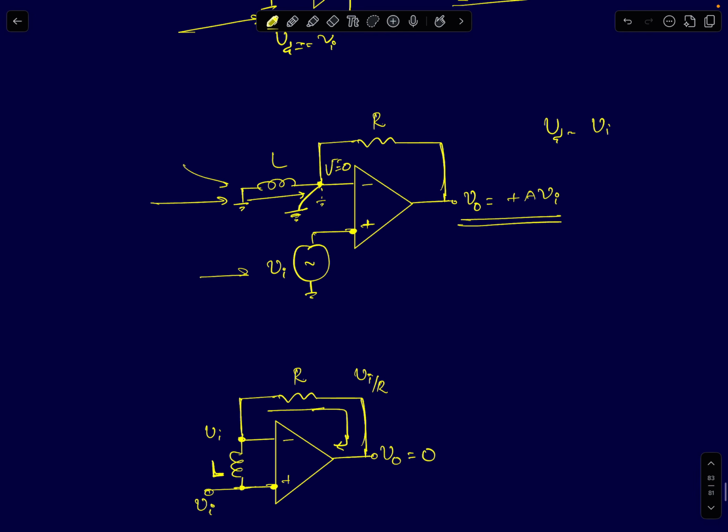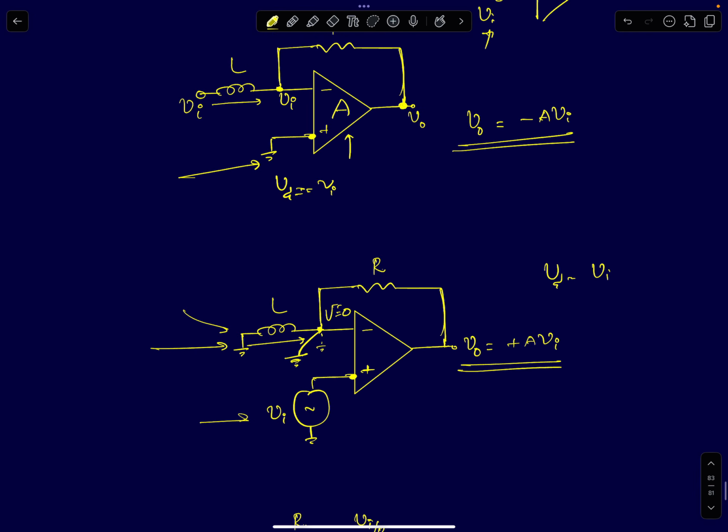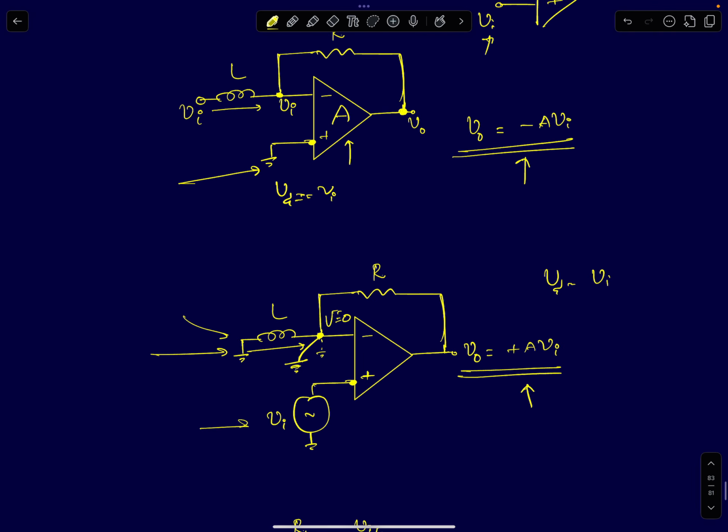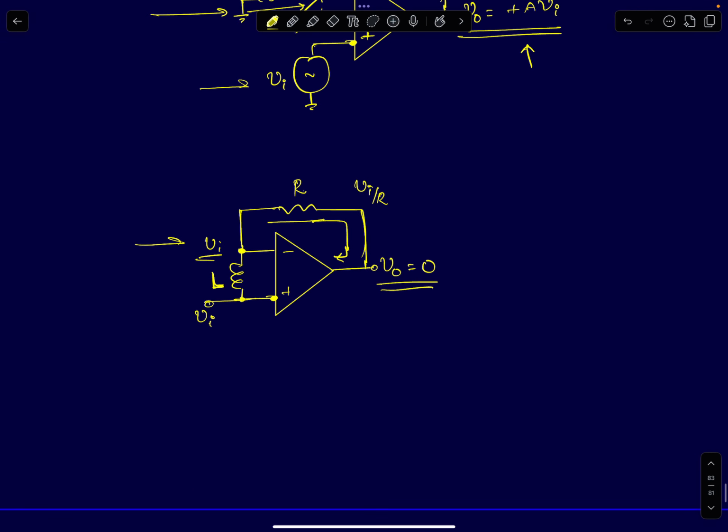So in the second case, you get plus A Vi. In the first case, you get minus A Vi. Apply the principle of superposition, and you will get 0 volts at the output. The inverting terminal will be at plus Vi volts. In the second case, the inverting terminal voltage is at 0. In the first case it is at plus Vi. So you add the two voltages, and you will get plus Vi. So this will be at plus Vi. So the current flowing through the resistor, because the output is at 0, will be Vi by R.